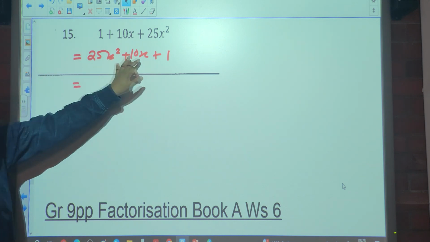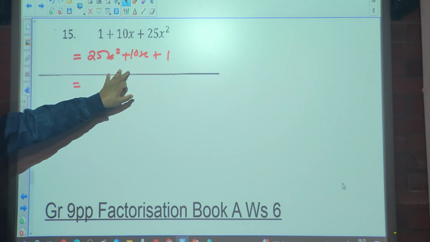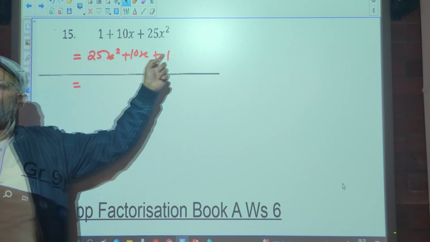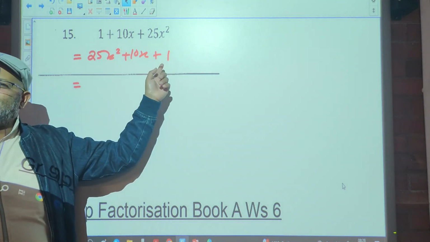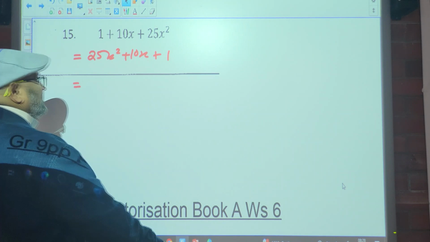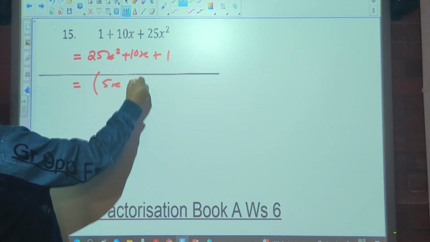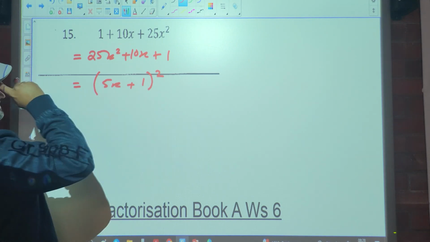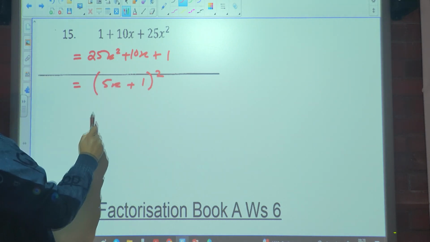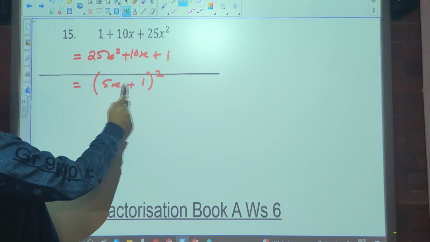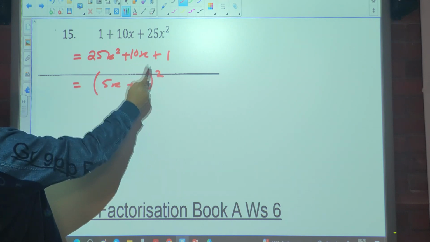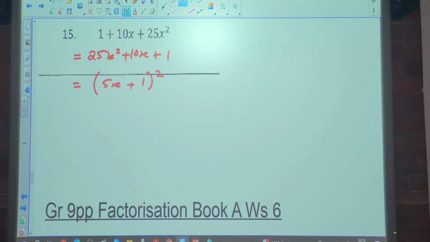People, is it 3 terms? Yes. Is the first term and the last term perfect squares? Yes. So what goes in the bracket? 5x plus 1 whole square. And we test if it's correct for the middle term. So what's 5x times 1? Times 2? Yes. And there we go. You guys understand? Is there any confusion?